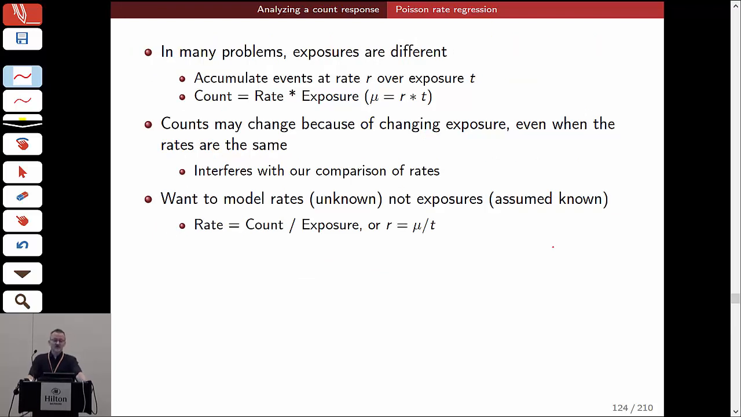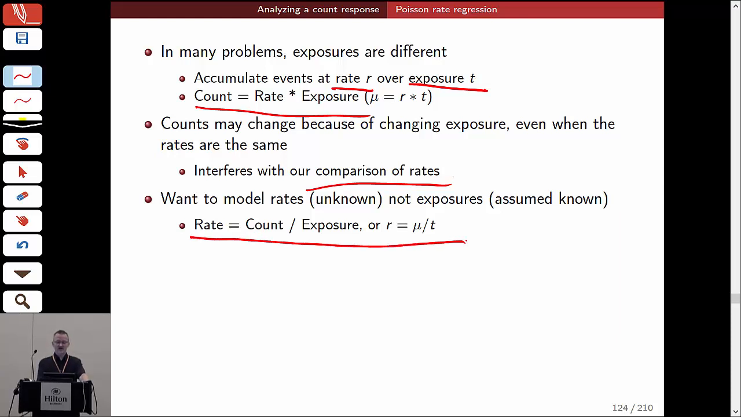So because exposures are different, and you accumulate counts at a rate r over exposure t, a count is just the rate times the exposure, right? It's cars per hour times the number of hours is the number of cars. And if counts change because of changing exposure, that interferes with your comparison of the rates. If you want to know what factors affect the intensity with which the counts are accumulated, the differences in exposure interfere with that. So you want to model the rates as the count divided by the exposure. What you're really interested in is the cars per unit time, or the weeds per unit area. You're not interested in just the raw count of the weeds or the raw count of the cars.